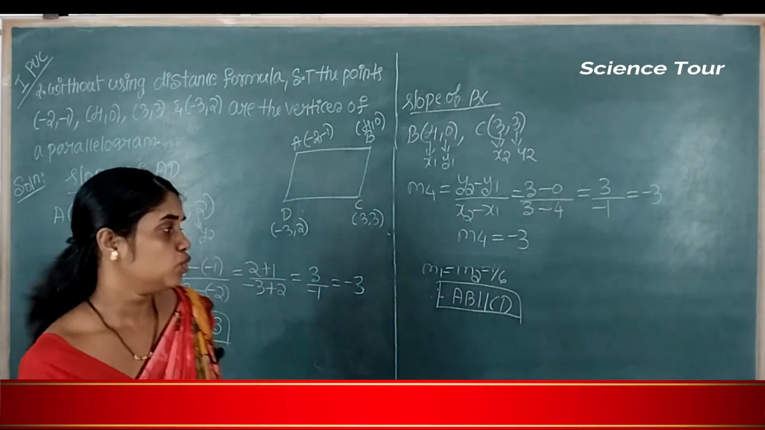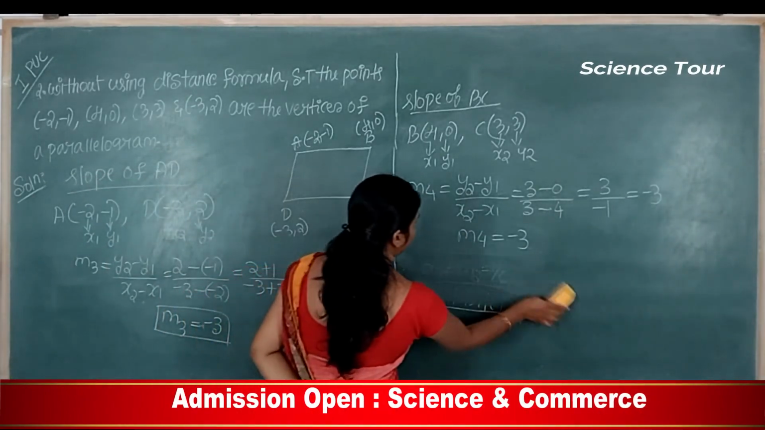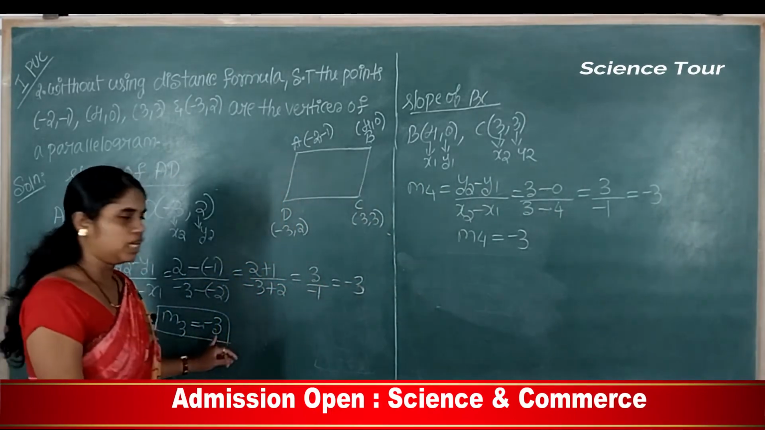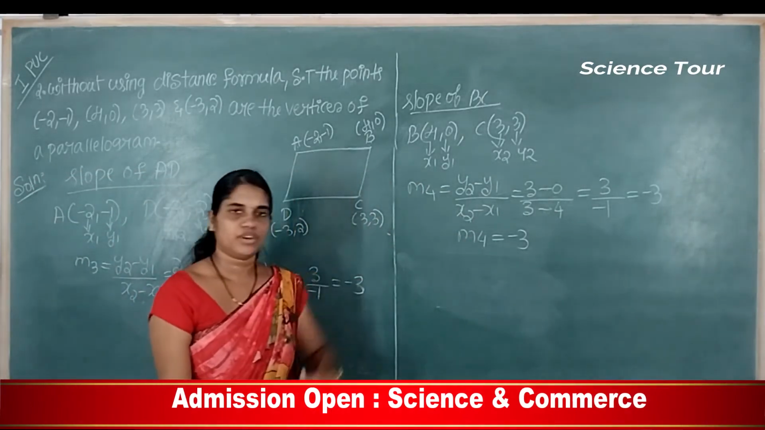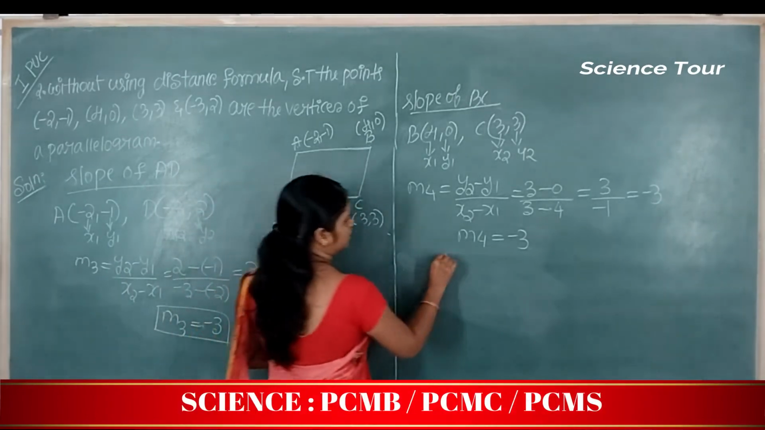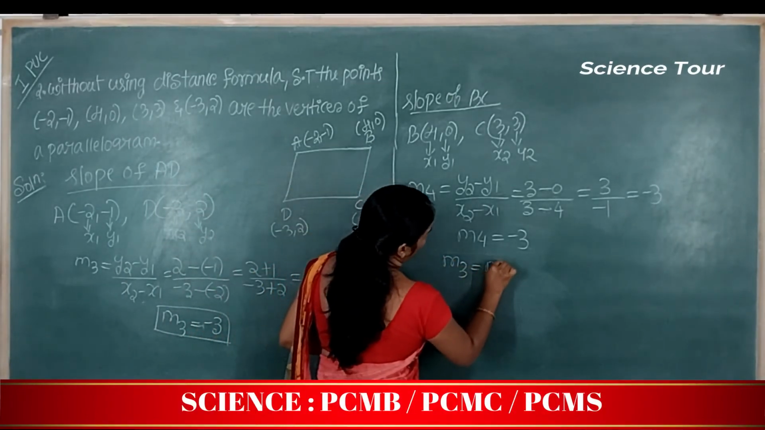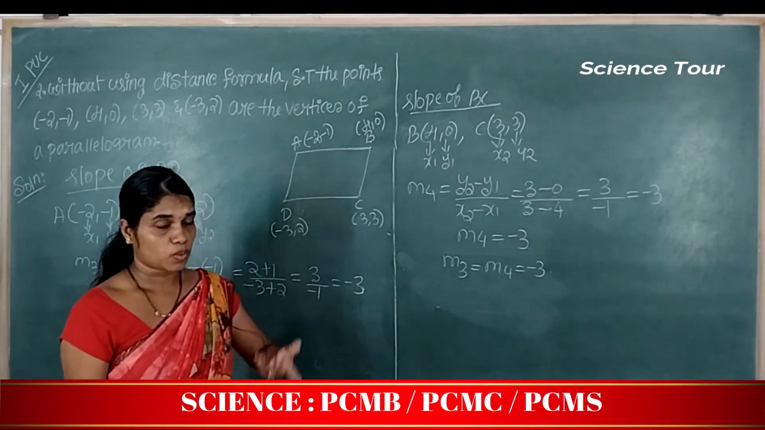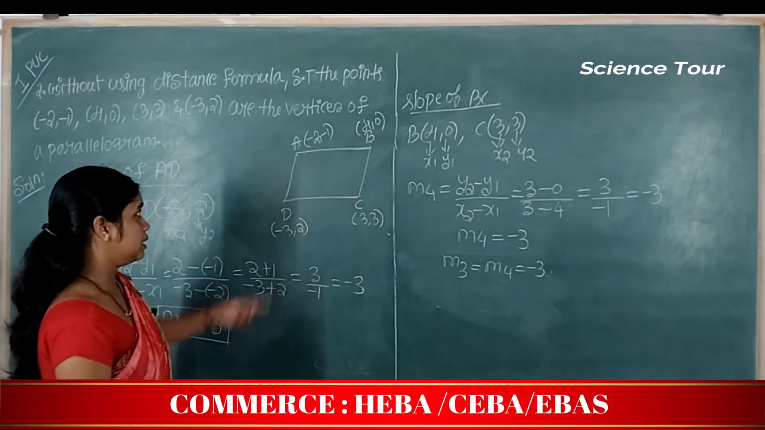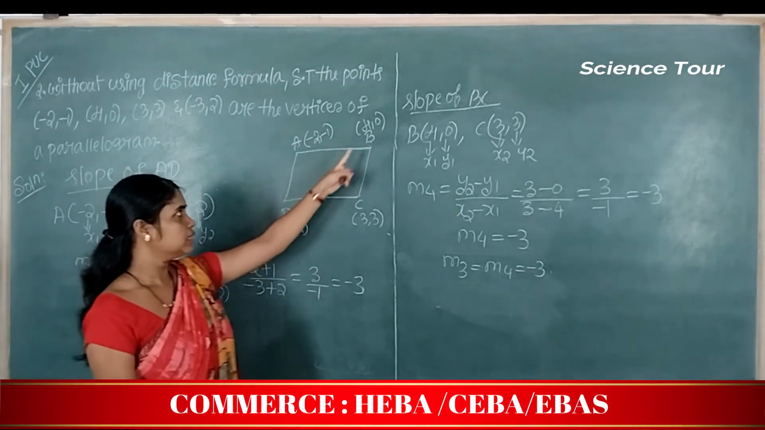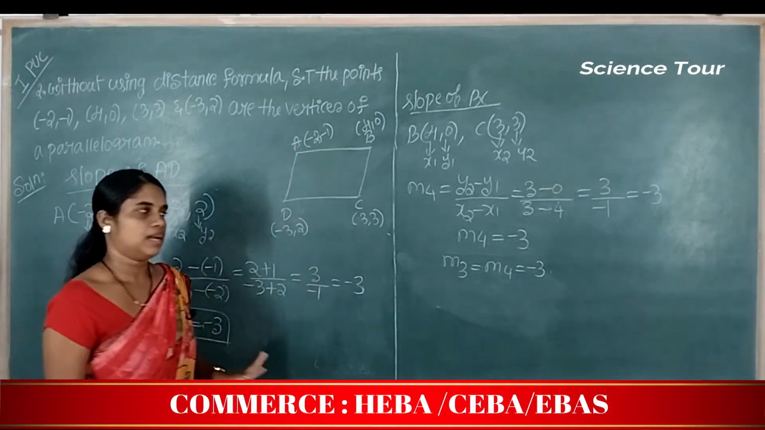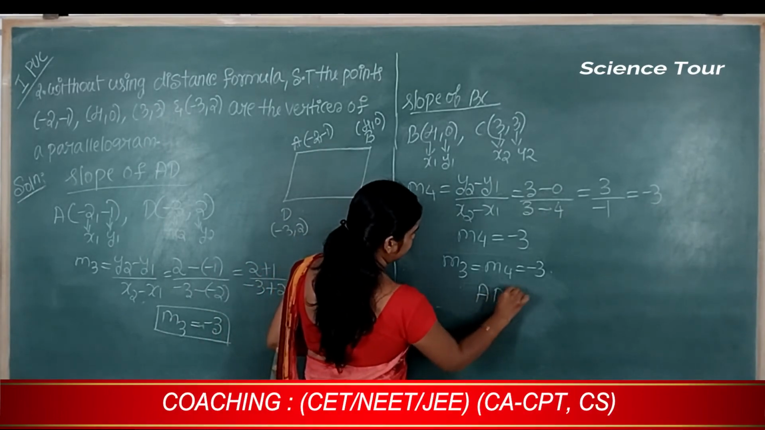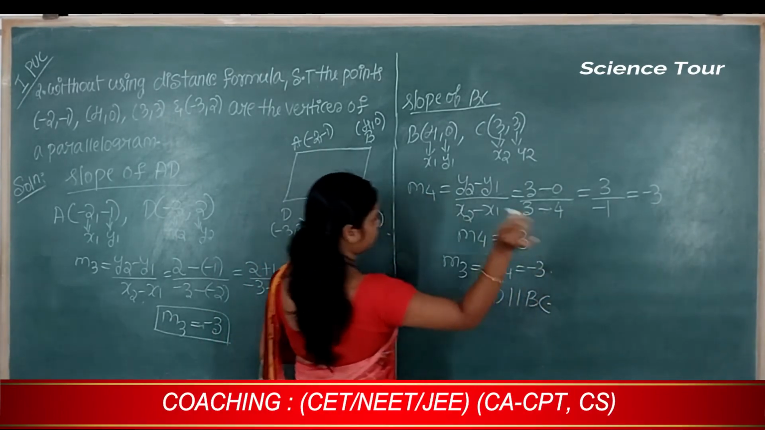See students, you can observe here the value of m3 is equal to minus 3 as well as the value of m4 is also equal to minus 3, isn't it? So therefore m3 is equal to m4 is equal to minus 3. What does it indicate? It indicates the line AD and the line BC are parallel. So therefore I can say that AD is parallel to BC.